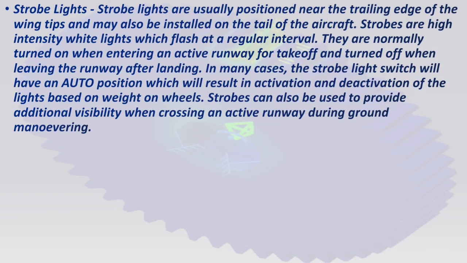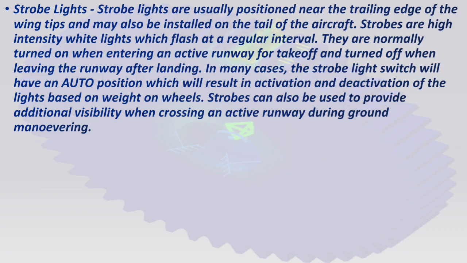The next one is strobe lights. Strobe lights are usually positioned near the trailing edge of the wingtip and may also be installed on the tail of the aircraft. Strobes are high intensity white lights which flash at a regular interval. They are normally turned on when entering an active runway for takeoff and turned off when leaving the runway after landing. In many cases, the strobe light switch will have an auto position which will result in activation and deactivation of the light based on weight on wheels.